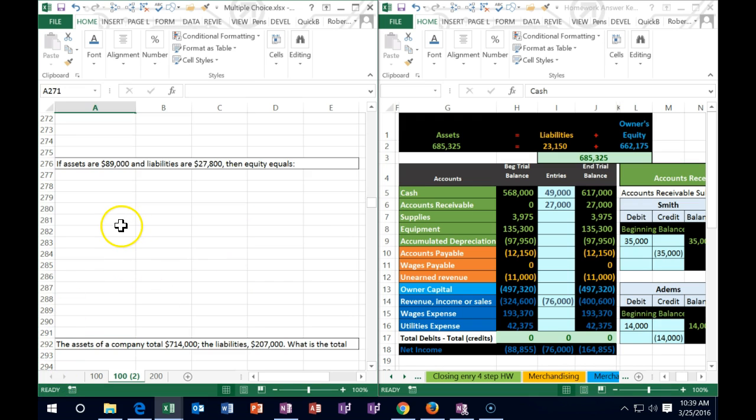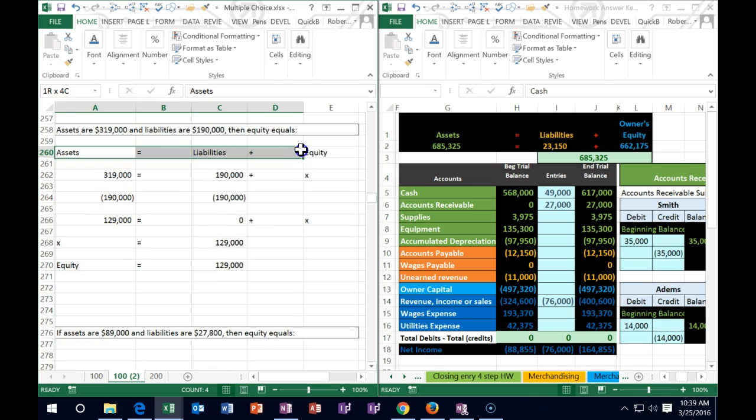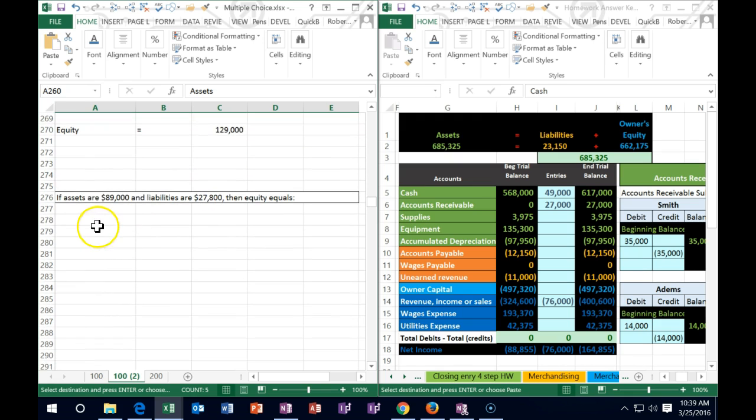So let's take a look at another one. We've got, if assets are 89,000 and liabilities are 27,800, then equity equals what? So I'm going to copy this equation again. There's our equation again. We're going to plug this in there and paste that here.